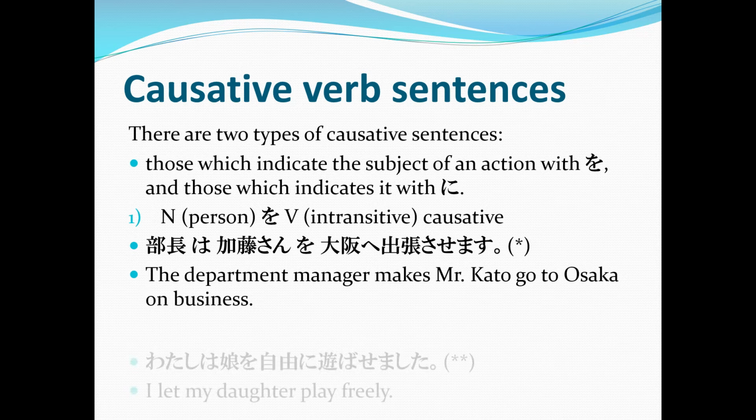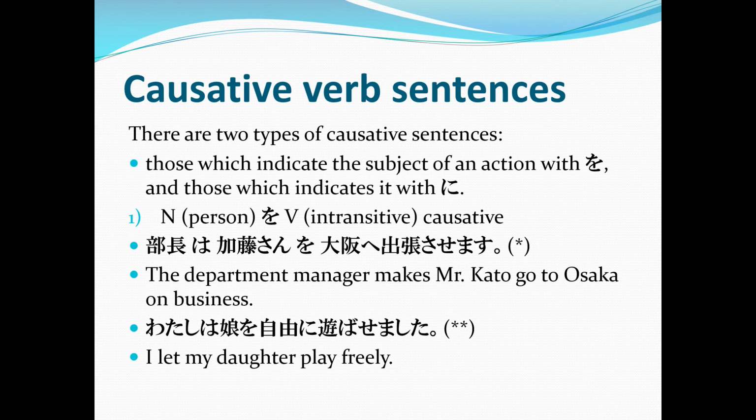Now another example. Watashi wa musume o jiyu ni asobasemashita. Again, watashi wa musume o jiyu ni asobasemashita, or I let my daughter play freely. This is wherein you make or let the person do the verb. Again, when you make someone or let someone do a certain verb.